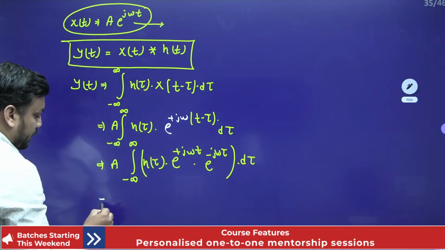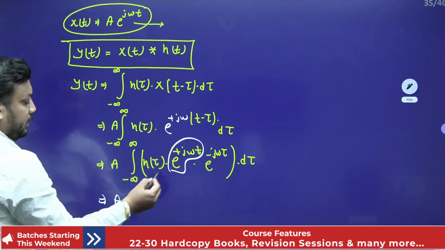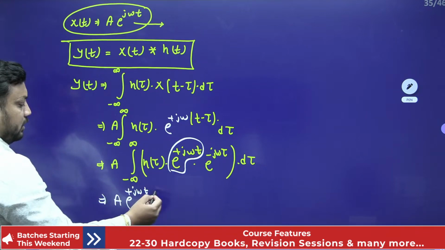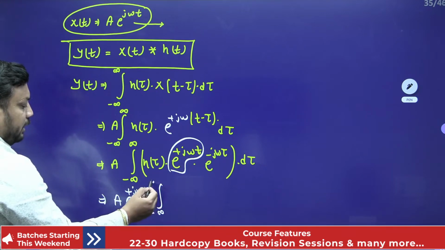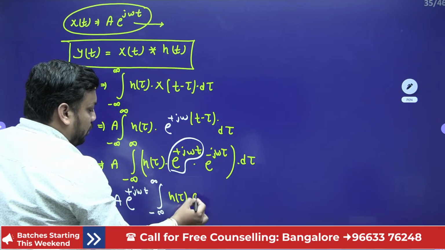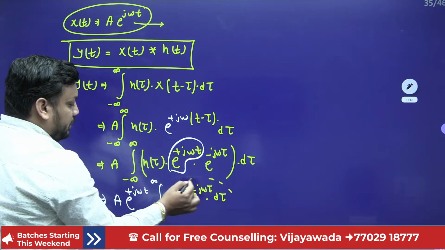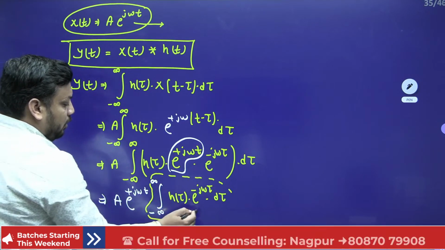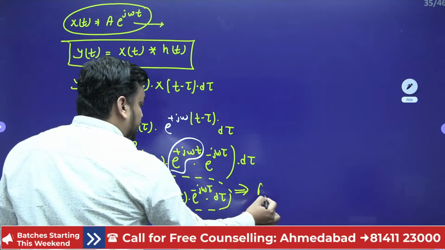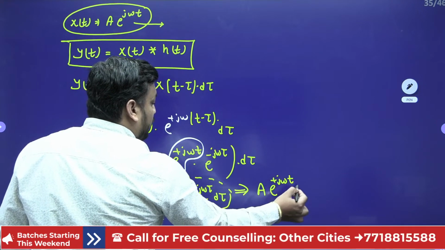So ultimately now what you get, guys, is A into this e to the power j omega t term, which you can take outside the bracket. So e to the power j omega t is already outside. Now what is left inside? The integral from minus infinity to infinity of h of tau times e to the power minus j omega tau d tau. So what is this value, guys? This is nothing but the Fourier transform formula actually. We'll discuss it in the upcoming classes. So now it is A e to the power j omega t times H of omega.